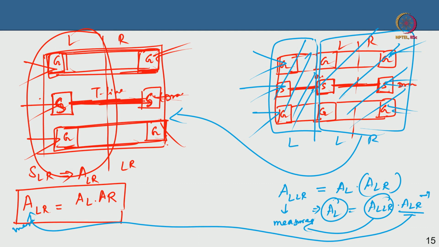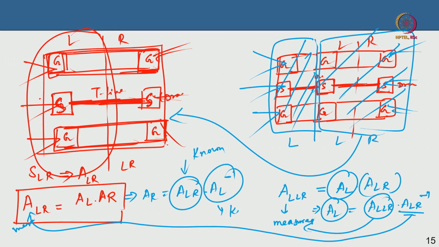Once I find out A_L, I can find out A_R by A_LR into A_L inverse. So I know A_L now, so I can compute the inverse matrix of that. I can multiply by this, which is also known because I have measured that, and this is also known because I have extracted that. So if I multiply that, I get A_R.